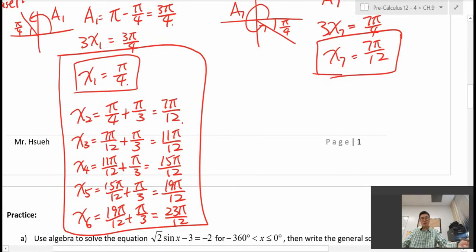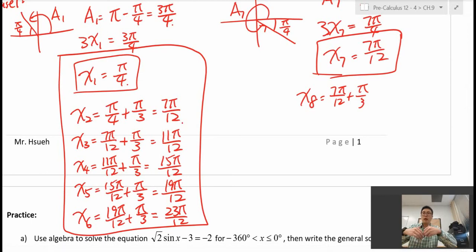7 pi over 12? And that means if I continue to find x8, I simply take this plus the period, which was pi over 3. I would just get the following answer. And so on and so on. So really, these 6 would be the entire full set of solutions. That's it. You have 6 answers.